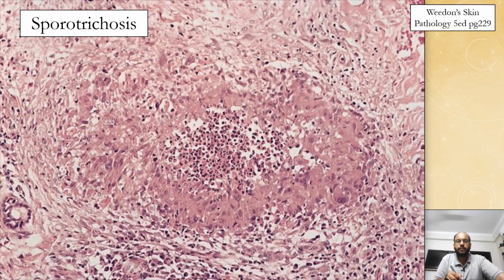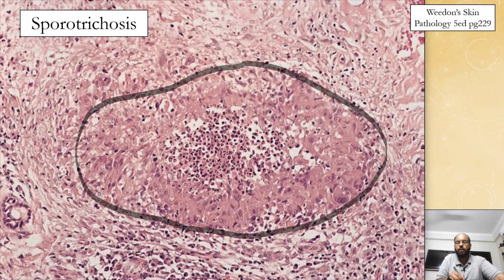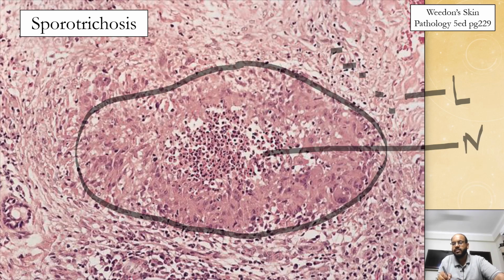So look at this slide of sporotrichosis. Okay, let me change the pen. Yeah, this is a granuloma. Okay, this is a granuloma, and outside the granuloma, you will see majorly there are lymphocytes. So outside is lymphocytes, but in between, you can actually see neutrophilic collection.